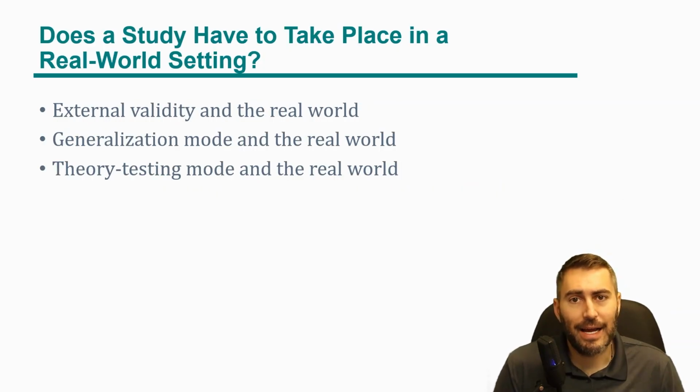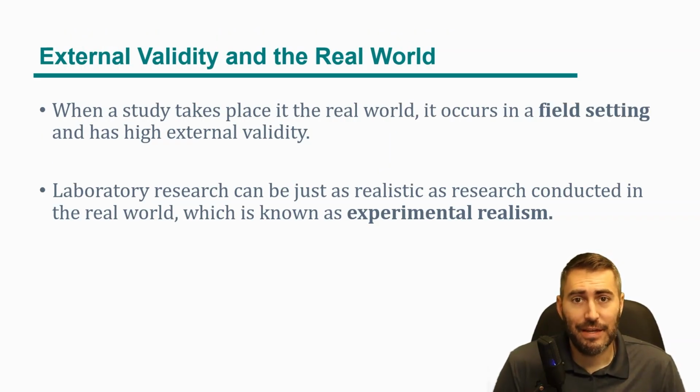Let's now look at the last subsection of the second half of this chapter. Some people assume that studies conducted in the real world are more important than studies conducted in laboratory settings. But that may not always be the case. Let's look at some of the reasons why this might be. When a study takes place in the real world, it occurs in a field setting and has high external validity. A field setting is simply in the real world, where it has external validity, more specifically high ecological validity.